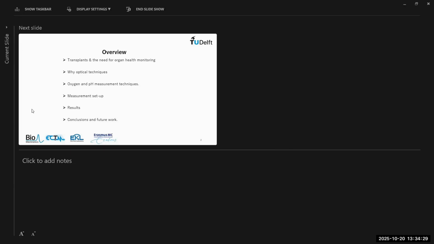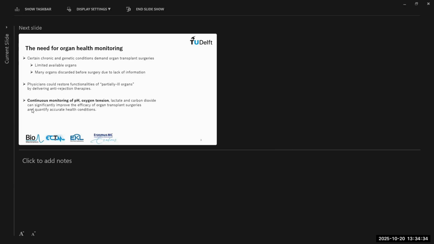Now it's moving. Okay, quick overview here. We look at the needs for the organs. We're using optical techniques. Why? Oxygen and pH measurements, which is the main focus here. Measurement setup, results, and finally some conclusions.